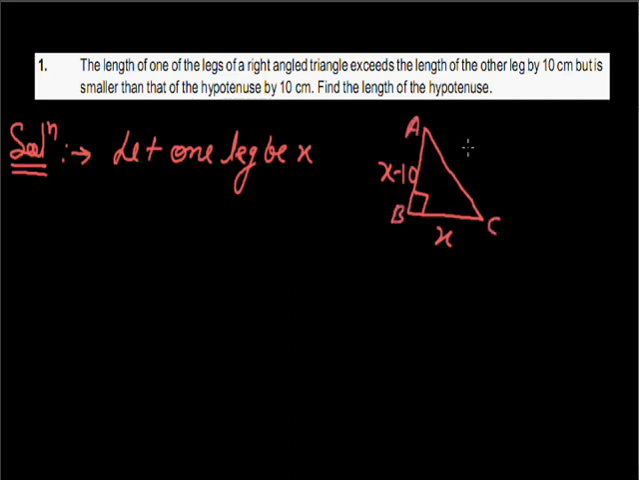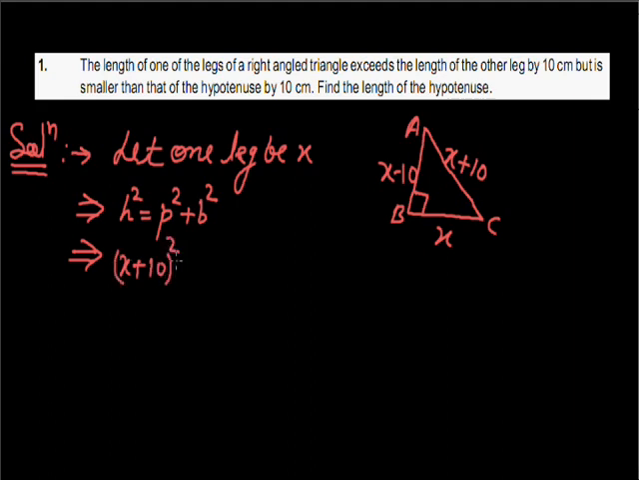And it is also given to us that the hypotenuse is 10 centimeter longer than one leg, that means it is x plus 10. Now, by applying Pythagoras theorem on the given conditions, we have hypotenuse square is equal to perpendicular square plus base square. By substituting the appropriate values, we have x plus 10 whole square is equal to x minus 10 whole square plus x square.